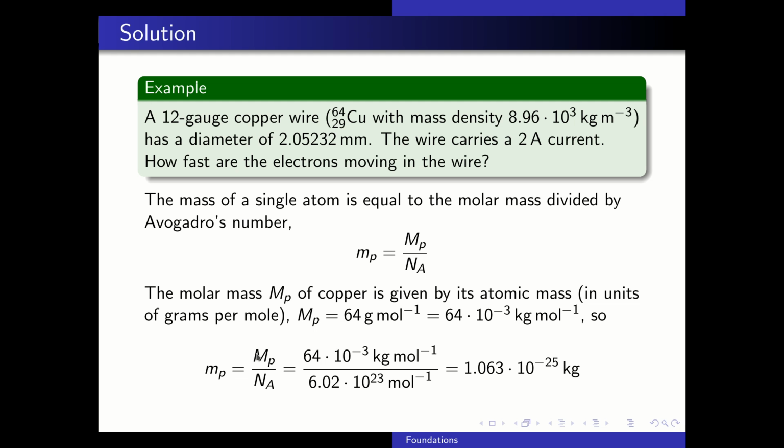So the mass of a single particle is equal to 64 times 10 to the negative third kilograms per mole, that's our molar mass, divided by Avogadro's number, 6.02 times 10 to the 23rd per mole. The per moles cancel out, and I'm just left with about 1.063 times 10 to the negative 25th kilograms. That's the mass of a single copper atom.